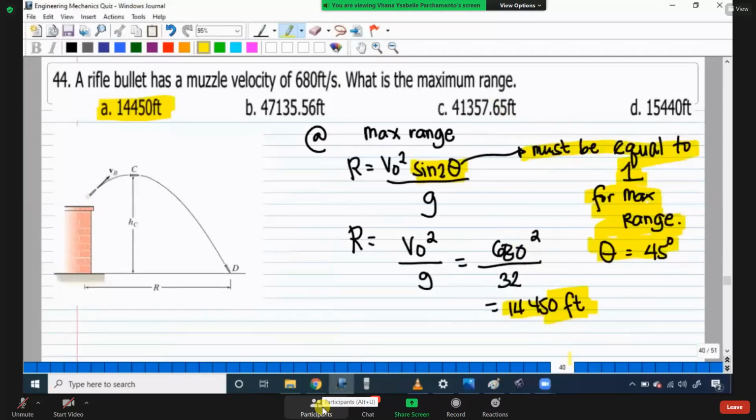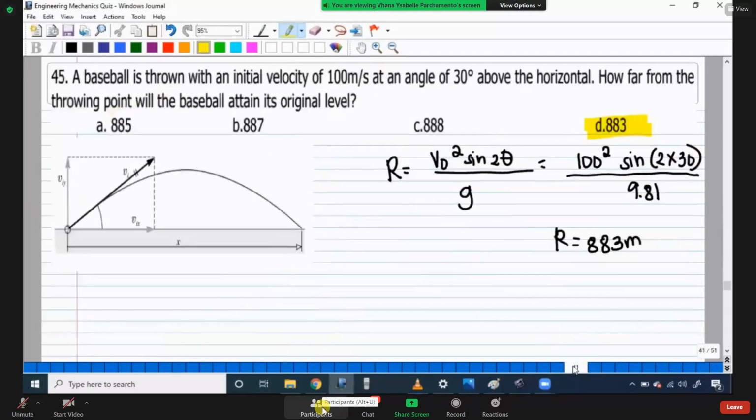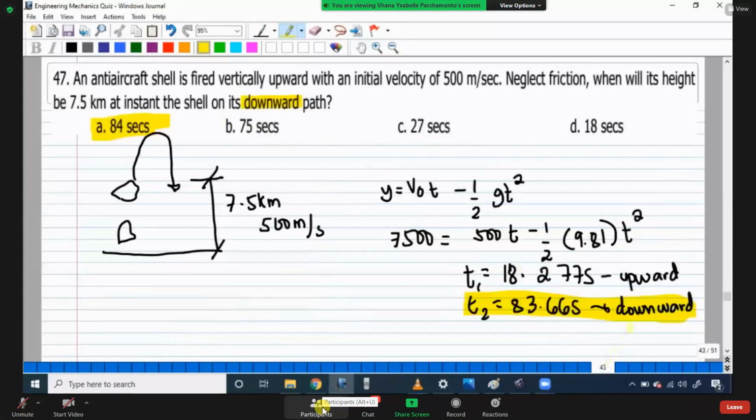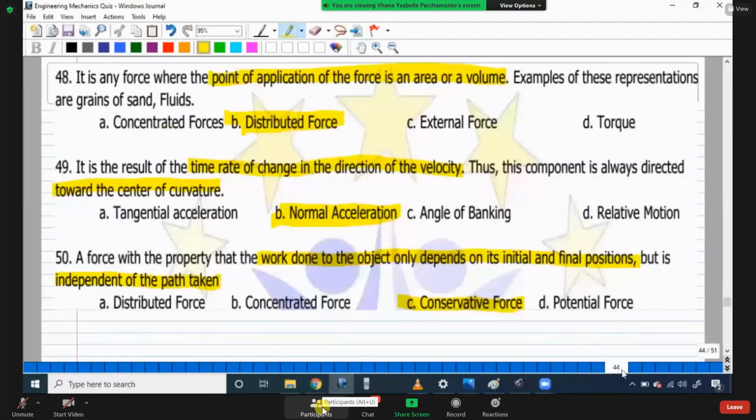Number 44, ang answer po ay letter A, apple. Number 45, ang answer po letter D, dog. 883 meters. Next, number 46, ang answer po ay boy. 7.8 seconds. Number 47, ang answer po ay letter A po. 84 seconds. Letter A, apple. Quick picture po. Next po.